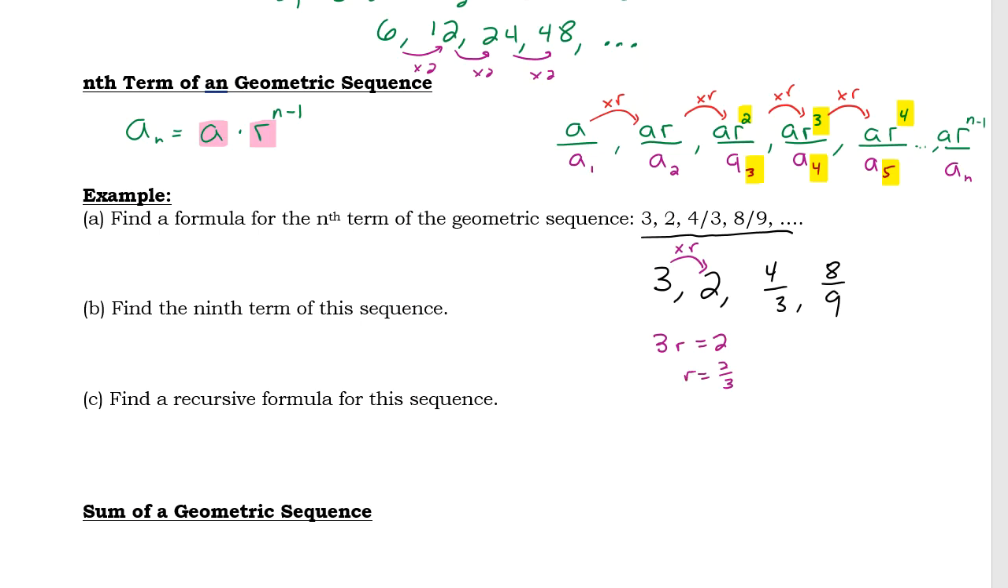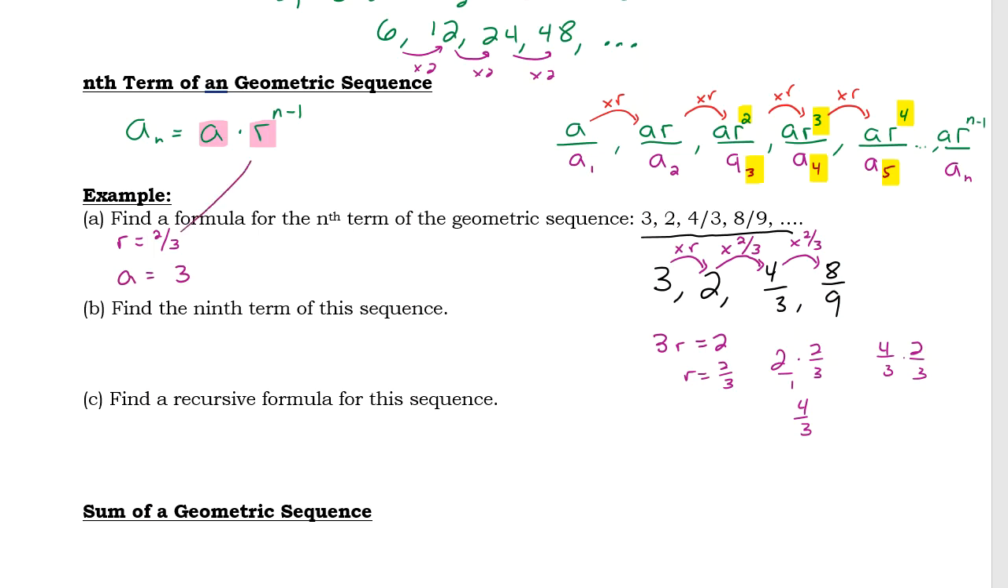All right, let's try it. Let's see if it works. If I take 2 times 2/3, do I get 4/3? Yep, that would be 4/3. All right, what if I take 4/3 times 2/3? Does that work? 4/3 times 2/3 would be 8/9. That works. All right, so my common ratio is 2/3. Now what's my first term? Well, that's easy enough. It's 3.